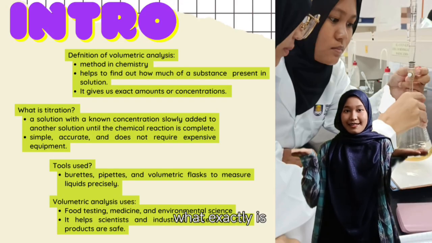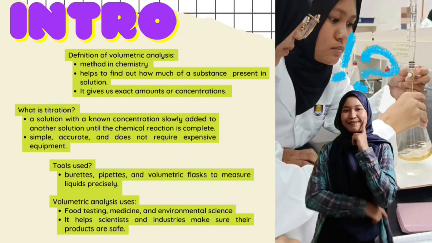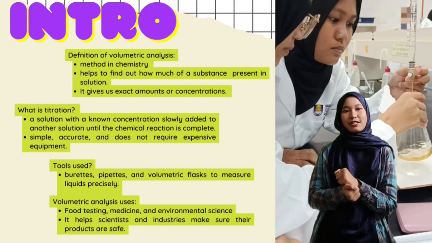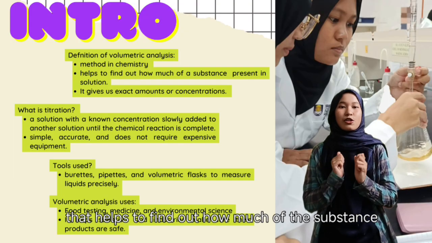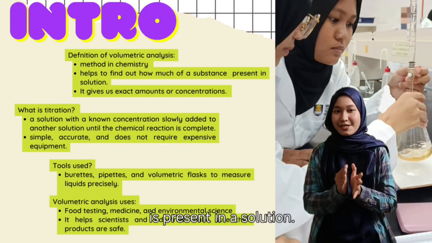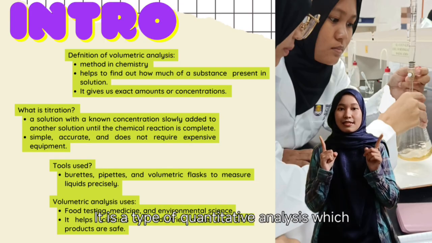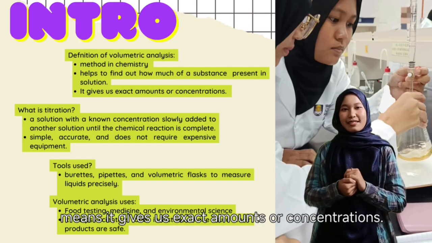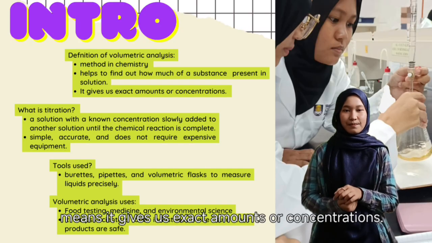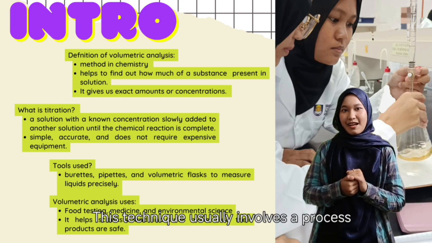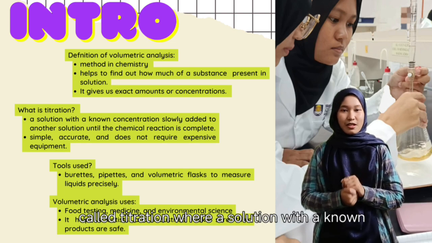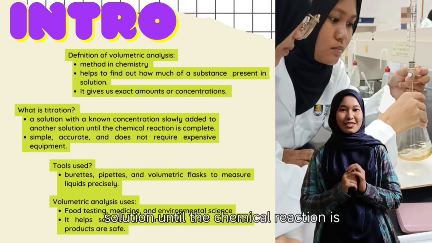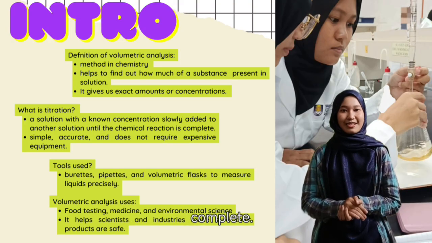So, what exactly is volumetric analysis? Volumetric analysis is a method in chemistry that helps to find out how much of a substance is present in a solution. It is a type of quantitative analysis, which means it gives us exact amounts or concentrations. This technique usually involves a process called titration, where a solution with a known concentration is slowly added to another solution until the chemical reaction is complete.